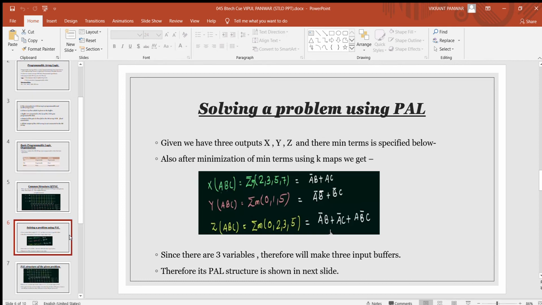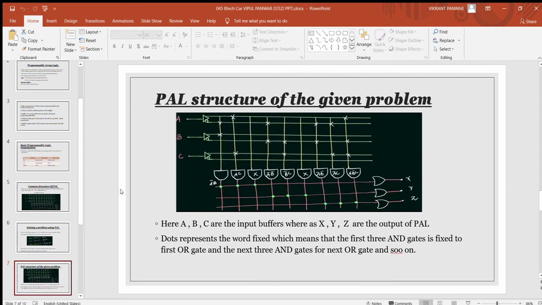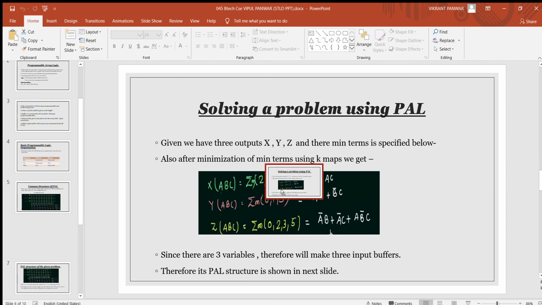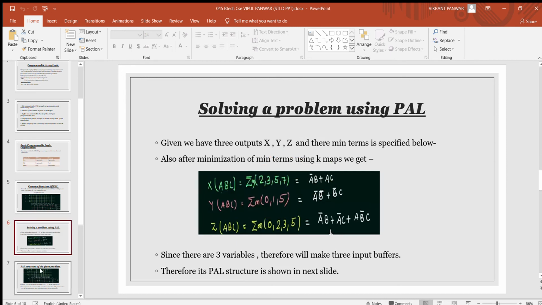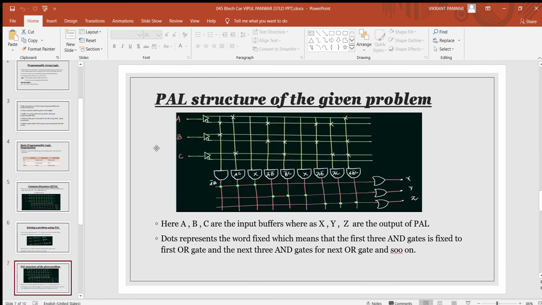Coming on to the next slide, I'll show you how the structure is made for this problem. So basically these are the input buffers as I said earlier, and these are the AND gates. Now for example, how many AND gates are required for a basic PAL structure?